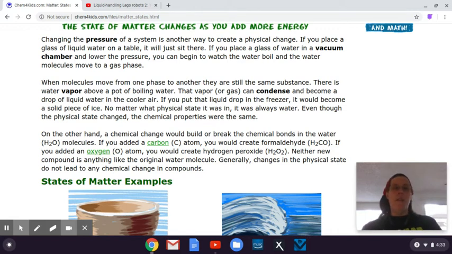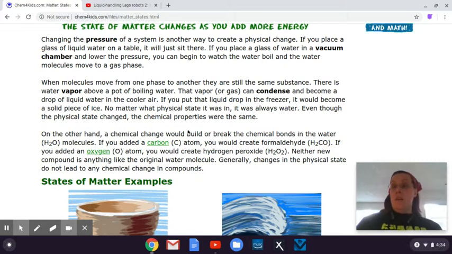If you place a glass of liquid water on a table and it just sits there, but if you place a glass of water in a vacuum chamber and lower the pressure, you can begin to watch the water boil and the water molecules move to a gas phase. So if you release some of the pressure holding those molecules together, it will go into a gaseous form. When molecules move from one phase to another, they are still the same substance.